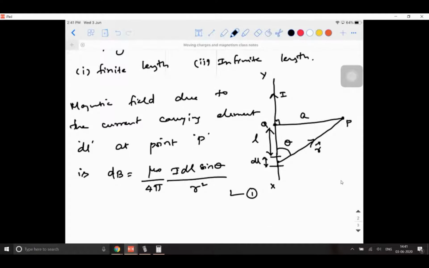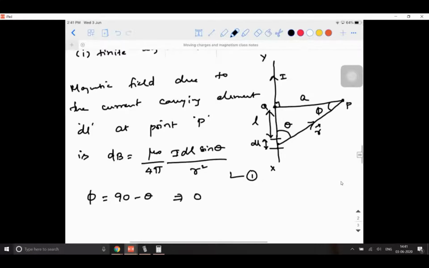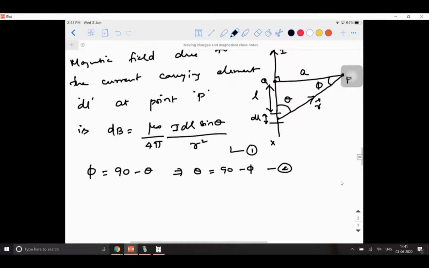Now what I'm going to do is, I will take another angle phi here. I'm taking another angle phi. So what do you think is the relation between theta and phi? Can someone tell me? So how are theta and phi related? That's it. So phi is equal to 90 minus theta, right? So we can say theta is equal to 90 minus phi. I'll take this as 2.